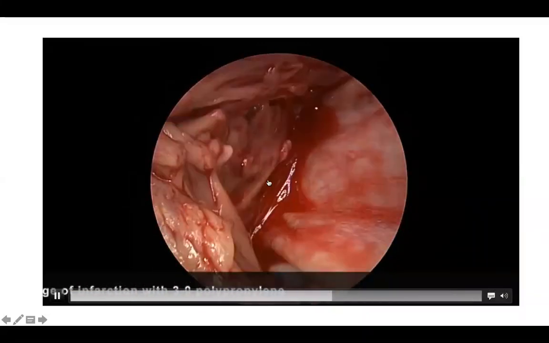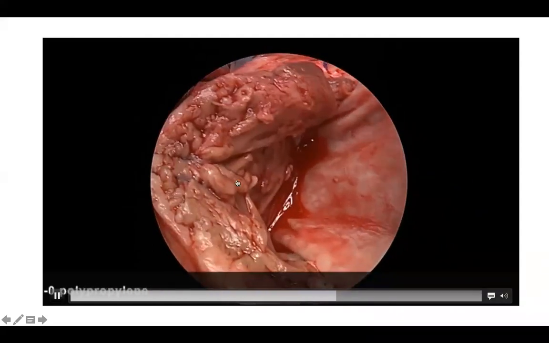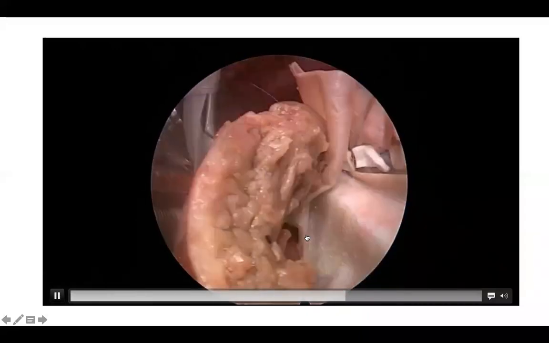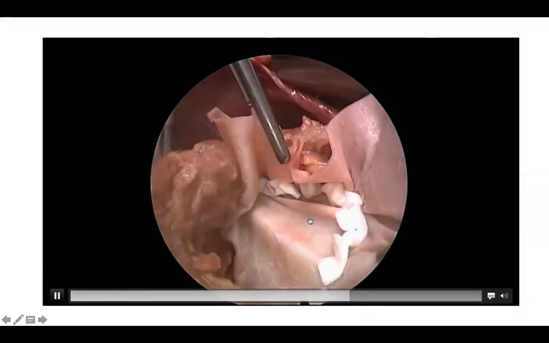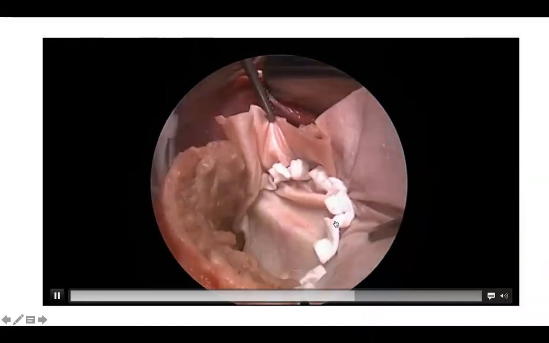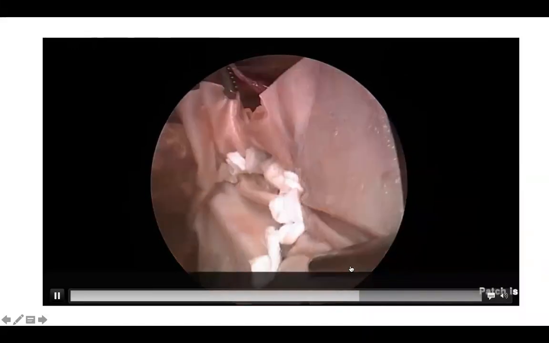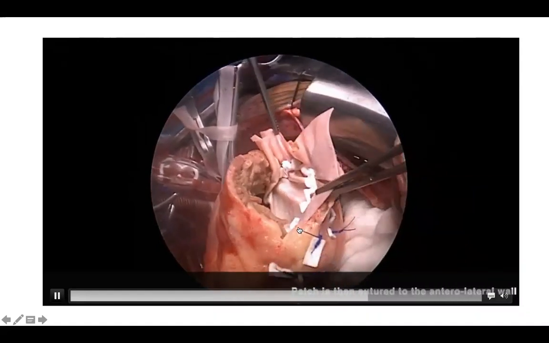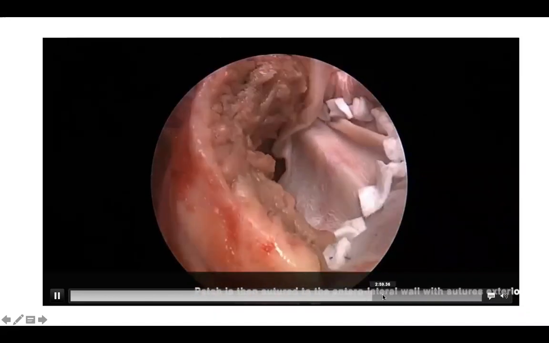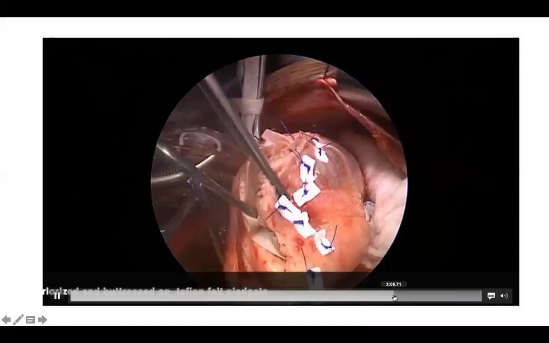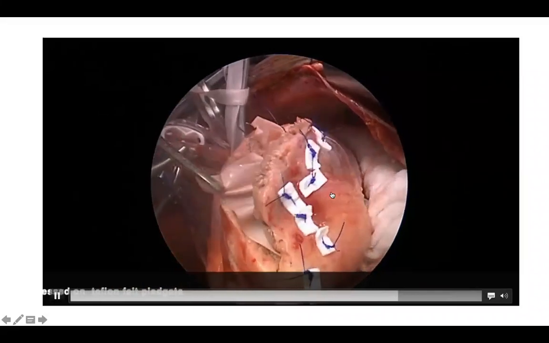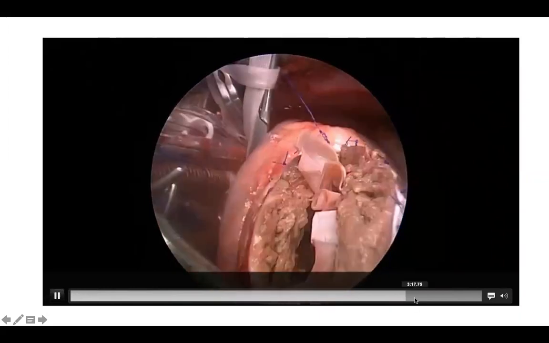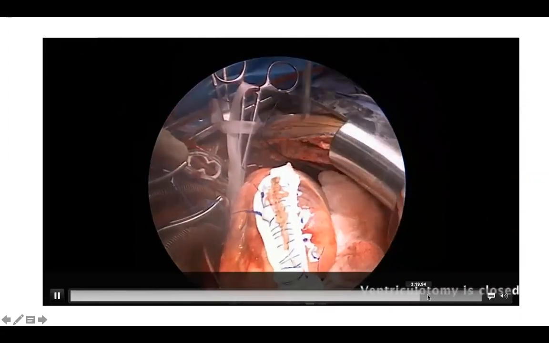Now we have the cavity. This is outside the LV. This is on the RV side now. So you have three cavities: the RV, then this cavity, and the LV cavity. This is the patch, stitching from inside, and these stitches will be going to the outside. So this is the LV, this is the new cavity, and then the RV. This is the final picture.